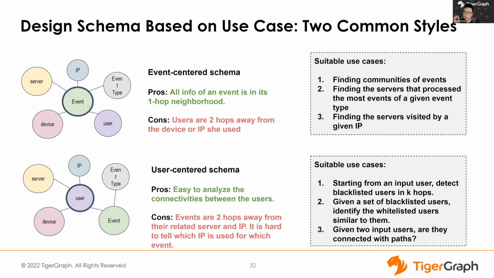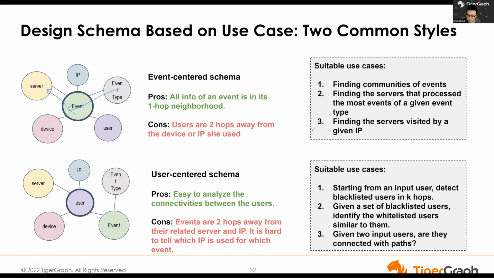So for the event-centered schema design, the advantage is that all the info of an event is one hop away from it, right? So that means if you want to run a use case like on the right, for example, if you want to find the communities of events, it's very good. If you want to find the servers that process most of the events given the event type, that's also pretty easy. You just need to do a two-hop traversal, right? From event type to event, and then go to the servers. Then you can answer the question here.